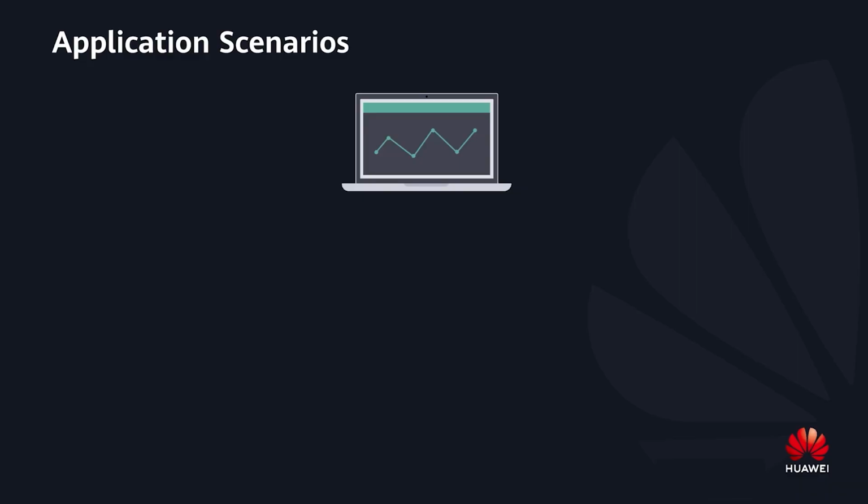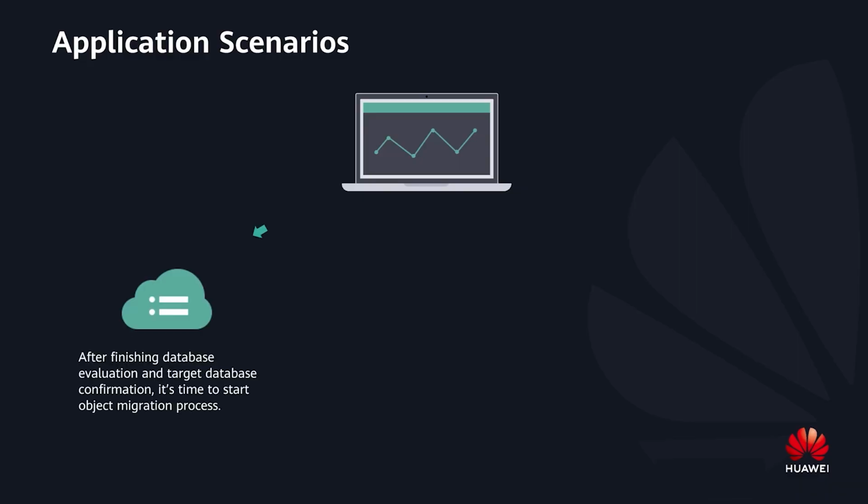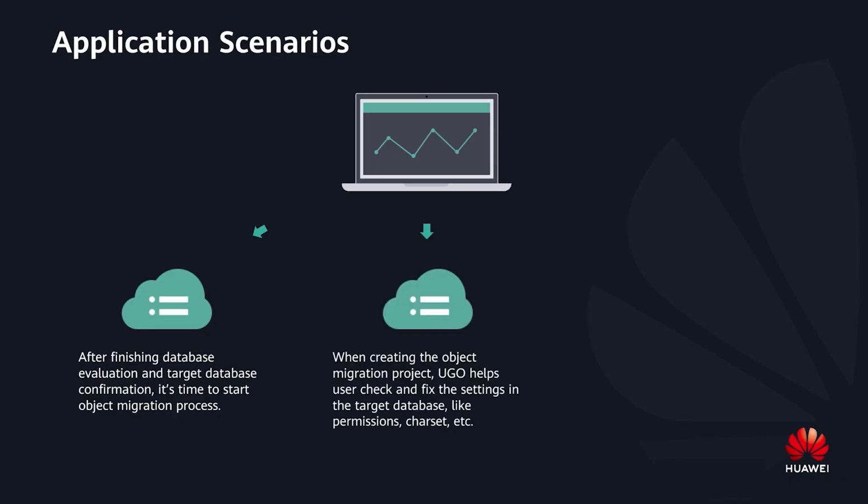After creating the database evaluation project and confirming the target database, you can start object migration. When you create a migration project, UGO checks the target database permissions, character sets, and parameter settings and instructs you to correct configurations to enhance syntax compatibility and ensure a smooth migration process. This video shows how to create an object migration project.